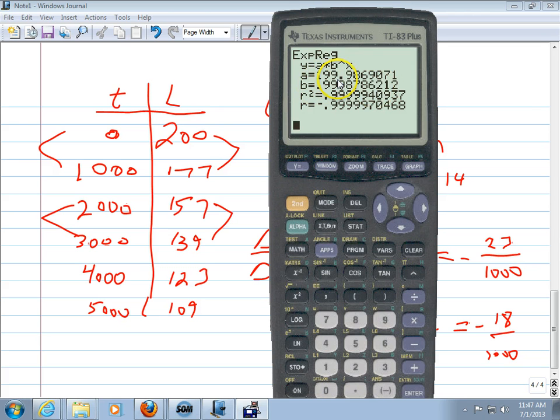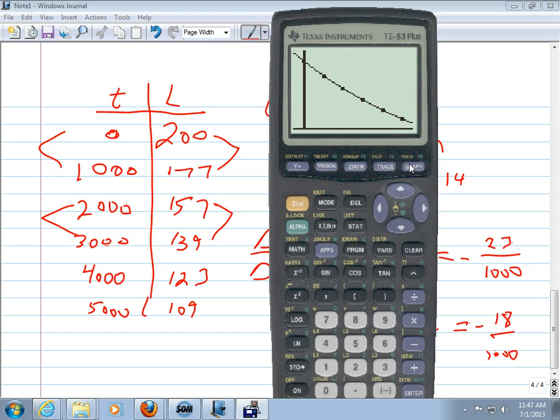So type 199.986, just chop off the rest. That's what truncate means. And 0.999, chop off the rest. Okay, that's more accurate in this case, because look how nice that graphs. That's a lot nicer. Okay? All right, so there you go.